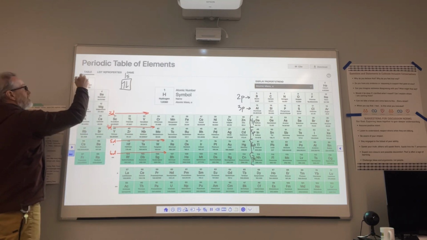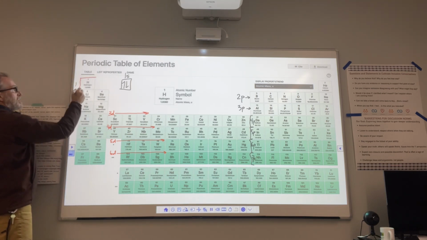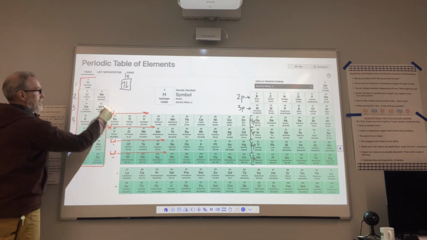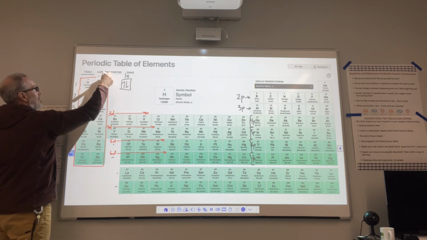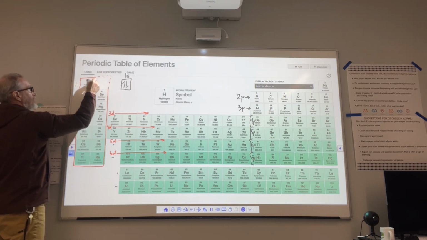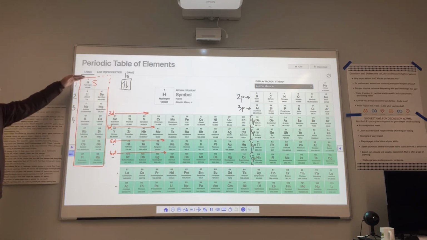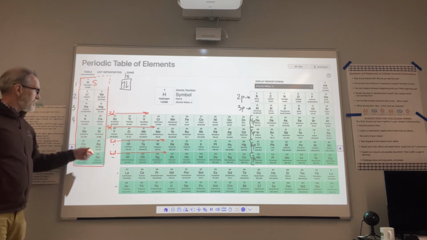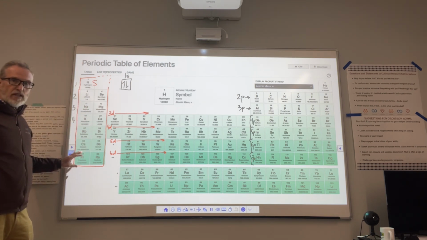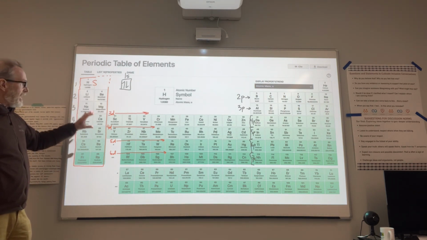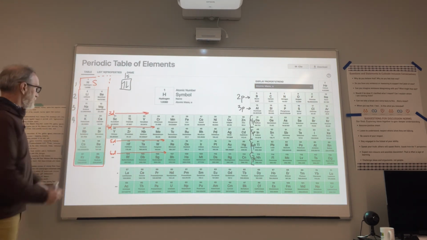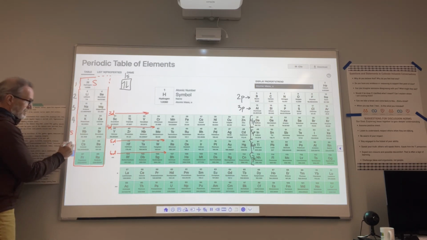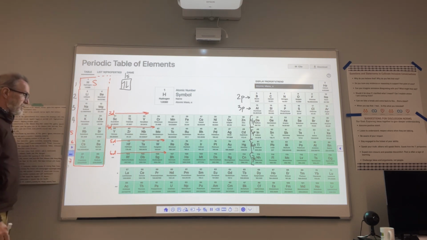So we've got 1s, 2s, 3s, 4s, down to 7s. So this is our s block. When we're dealing with the alkali metals and the alkaline earth metals, we're putting the highest energy electrons into the outermost main energy level, s sublevel. 1s, 2s, 3s, 4s, 5s, 6s, 7s.